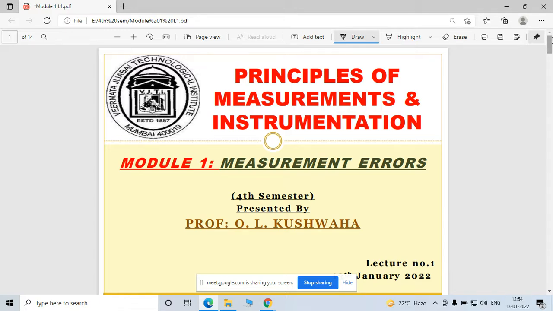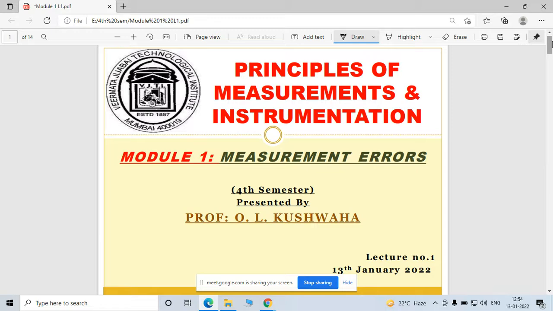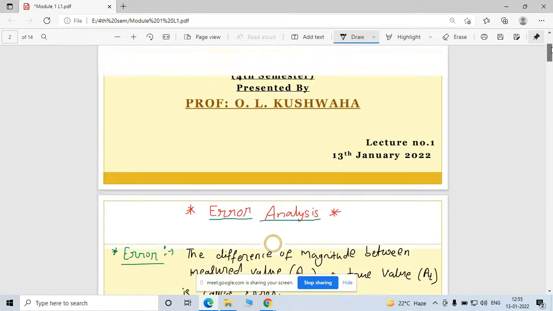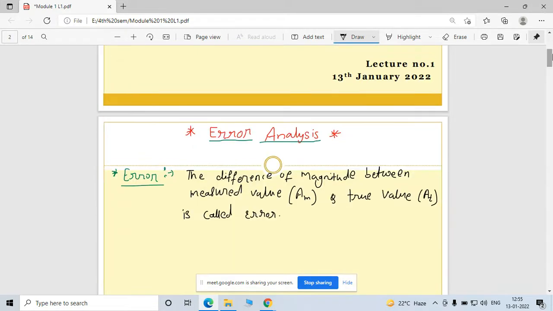Now, first of all, my name is Om Prakash Kushwaha. I am teaching this subject for the first time. I will try my best. Okay.